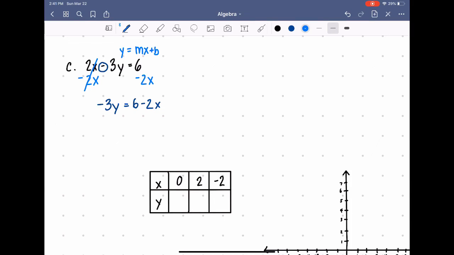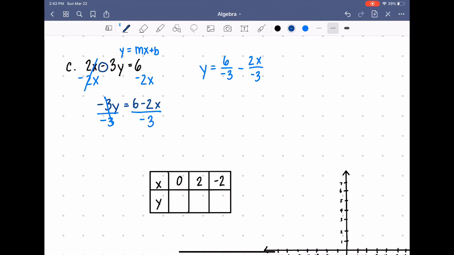Let's keep solving. Now the thing in the way of our y is that negative 3. Let me divide that out. Because negative 3 times y, the opposite would be divided by negative 3. Cancel that out. Divide this whole side by negative 3. So then I have y equals 6 over negative 3 minus 2x over negative 3.